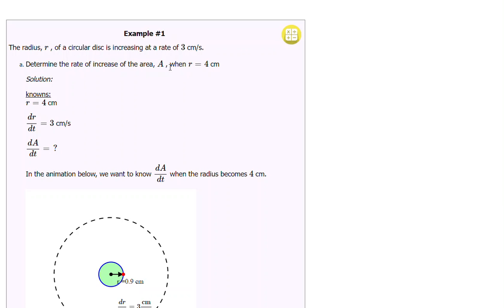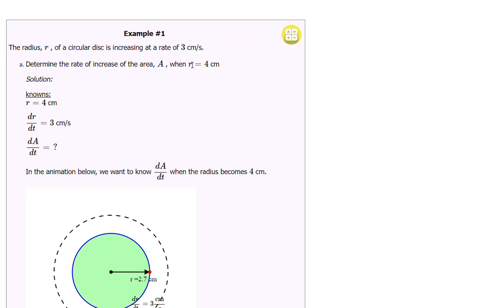So what they're saying is that the radius of this circle, this green circle I have here, is increasing at a rate of 3 centimeters per second. Okay, so that's how fast it's expanding outward. And we're asked when the radius is 4 centimeters, so that's shown by this dotted line around the outside, right? So when the radius passes through 4 centimeters, how fast is the area increasing? Like what's the rate of change of area?